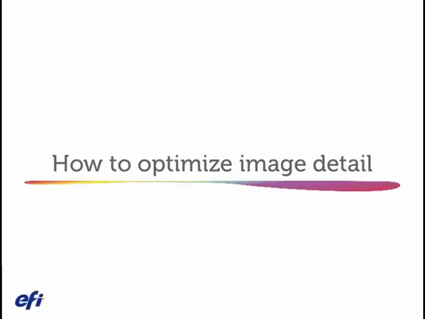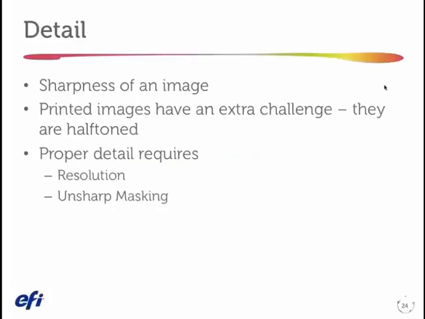Today we will cover how to optimize detail in an image. When we look at the detail in an image, we look at how sharp it looks and how natural it looks, and we have three things to contend with. The first is the original sharpness of the image. That is to say, did we have the picture in focus when we took the picture?